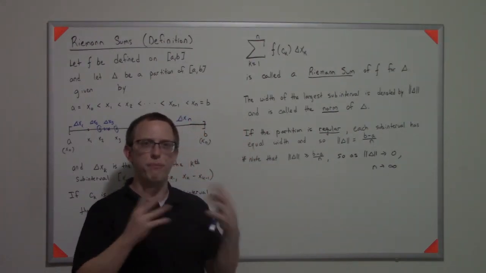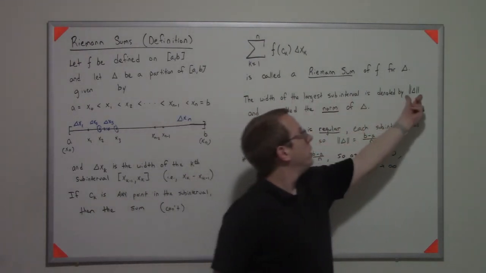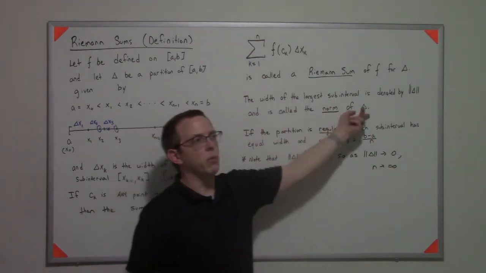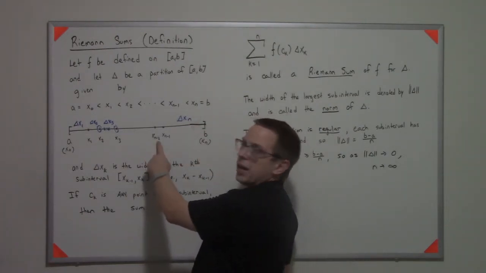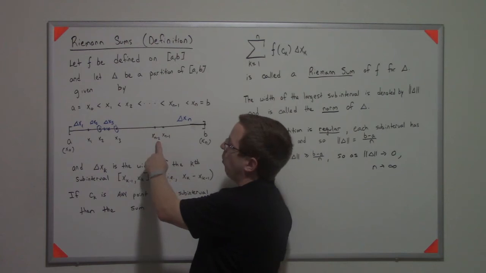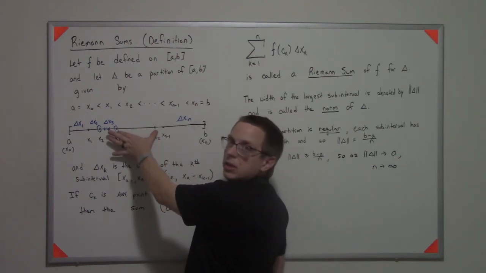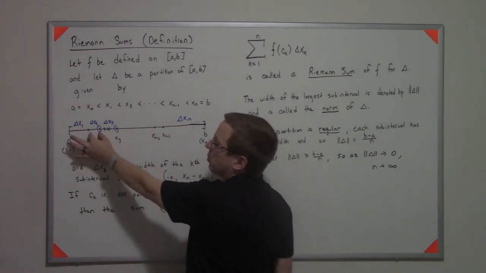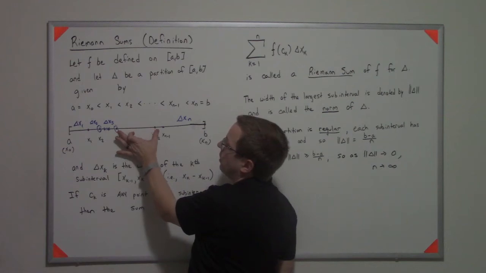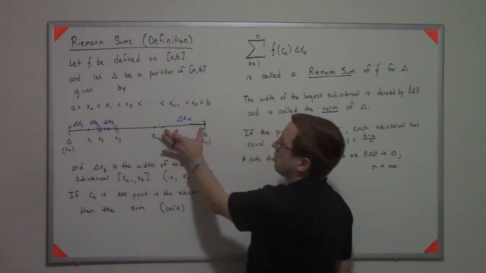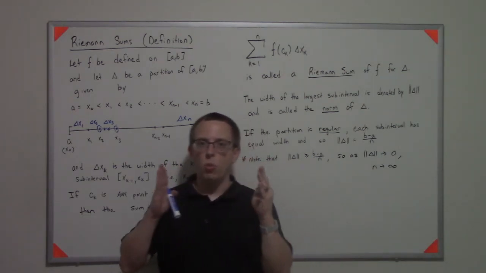It has this notion of magnitude. Anyway, so that width of the largest subinterval is denoted by this, and it's called the norm of delta. So over here, if this was x4, we don't know, but if this were x4, then this would be the width of that delta because it's the largest one. It wouldn't be this one because that's the smallest one, or actually this one is probably smaller, but this is very large and this is also very large. So whichever one's the largest, that's known as the width of delta.